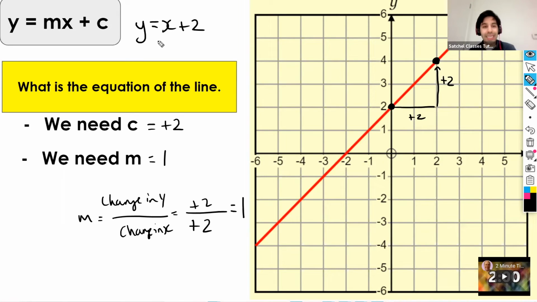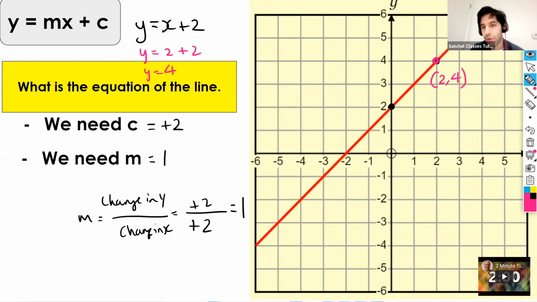And I'm just going to test to see if this works out. So I'm going to pick a set of coordinates. The set of coordinates I'm going to pick are this one over here. So when x is 2, y is 4. So let's test it here. When x is 2, this is going to be y equals 2 plus 2. Y is therefore equal to 4, and that matches up with this coordinate here.